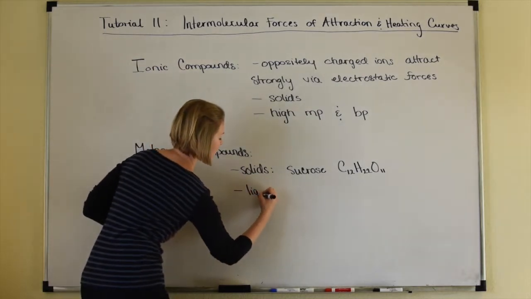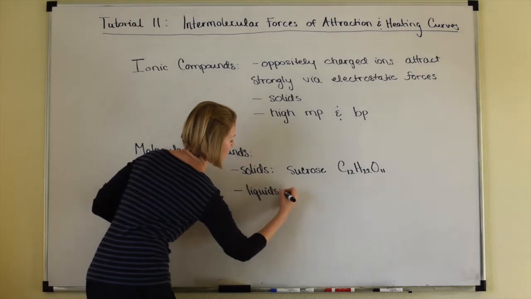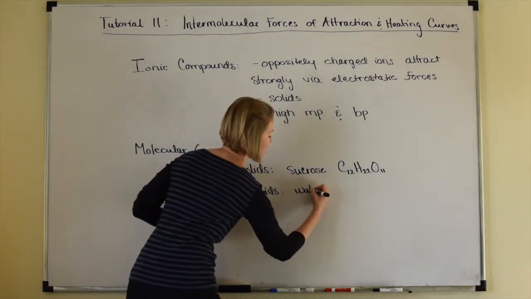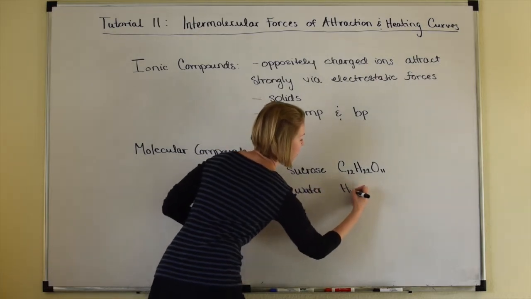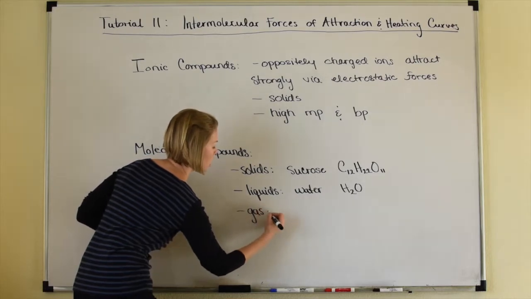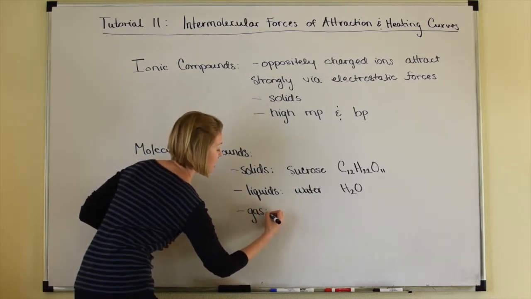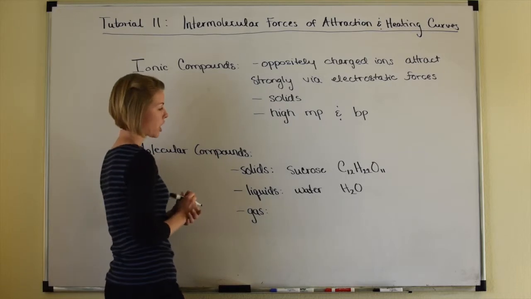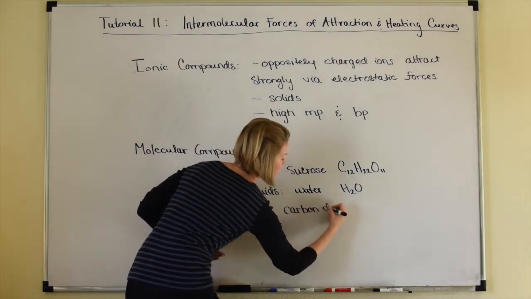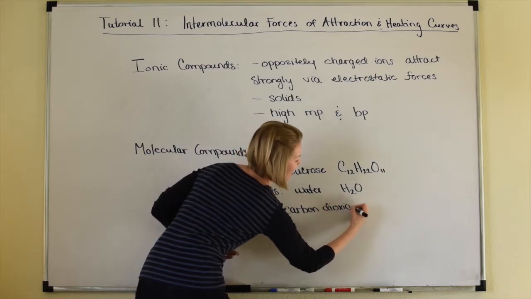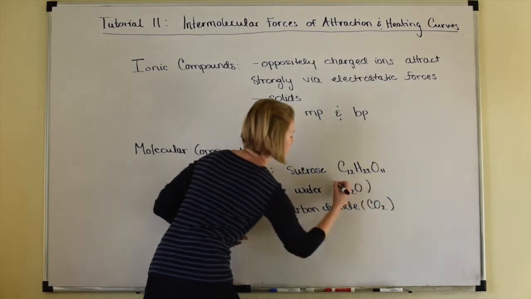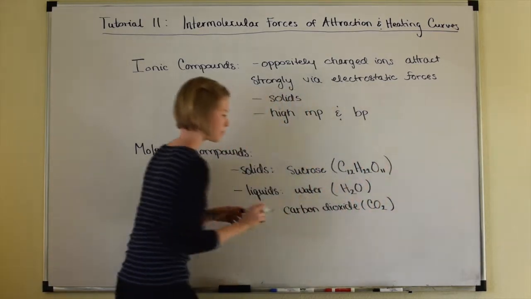Let's think of a liquid. Probably the most common example would be water. Water is a molecular compound, formula H2O. And let's think of an example of a molecular compound that is a gas at room temperature, atmospheric pressure. How about carbon dioxide? We could think of many, I'm sure, but we don't want to get carried away. So carbon dioxide, that's a good one. CO2. Let's put those in parentheses. Okay.